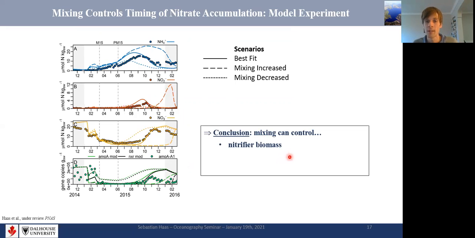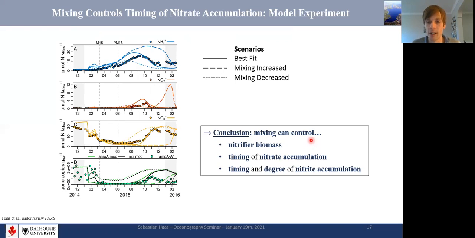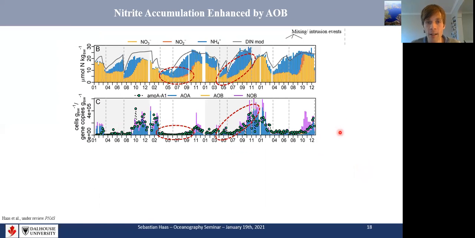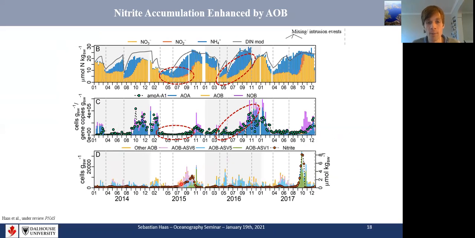And so the conclusion from this is that mixing can control nitrifier biomass, the timing of nitrate accumulation, and the timing and degree of nitrite accumulation. And to this last point, there's actually a little more that I want to talk about, how the nitrite accumulates. For this, I go back to this plot we looked at in the beginning of the Bedford Basin discussion, and add this plot, which shows bacterial ammonia oxidizers in stacked bars. These are just different types of bacterial ammonia oxidizers.